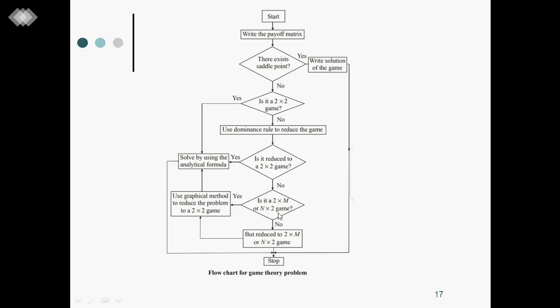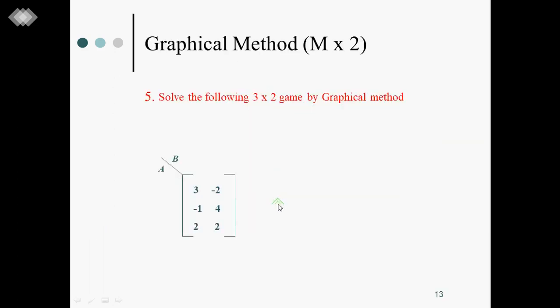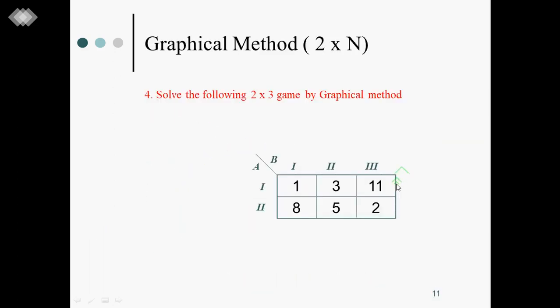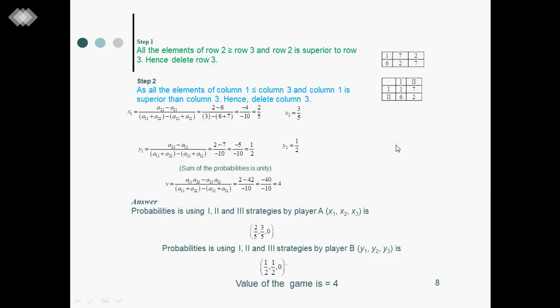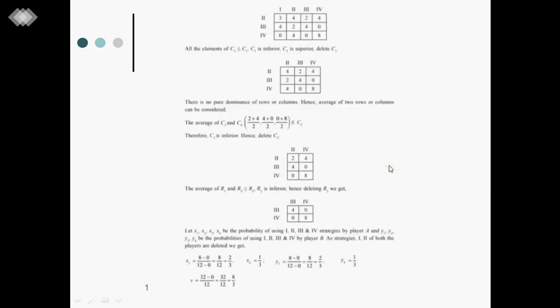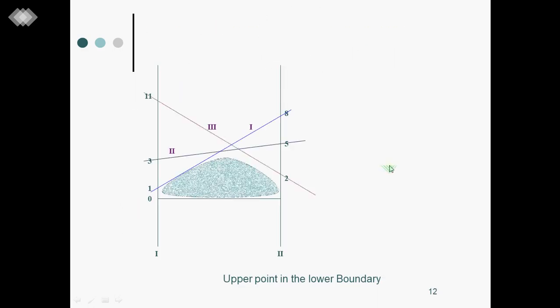For example, that's what I was telling. Sometimes a higher order game itself, they'll give and ask you to solve by graphical method, as I was telling. Here I have told. So now it is reduced to 2 cross m or n cross 2. So then again, what to do?